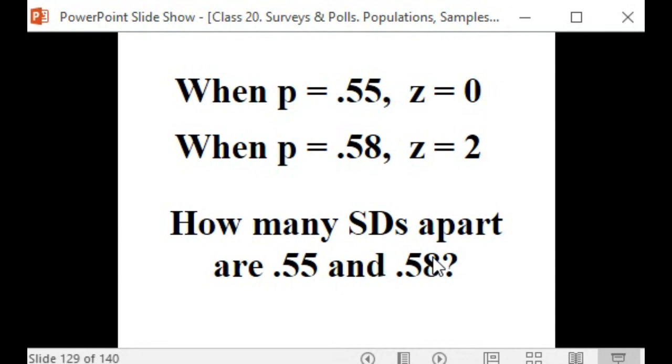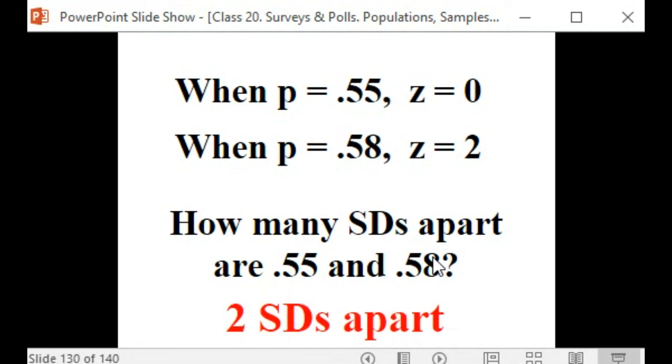Okay, here's how we do it. The answer is they are 2 standard deviations apart. Here's how we figured it out. A z-score of 0 and a z-score of 2 are 2 standard deviations apart. We've been studying that since the beginning of the semester.